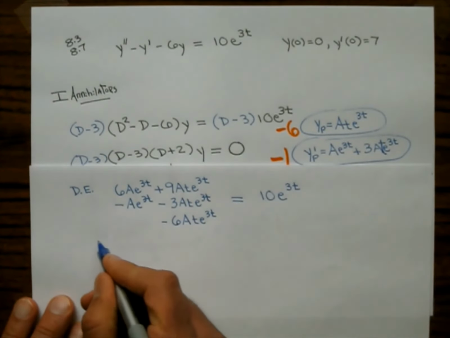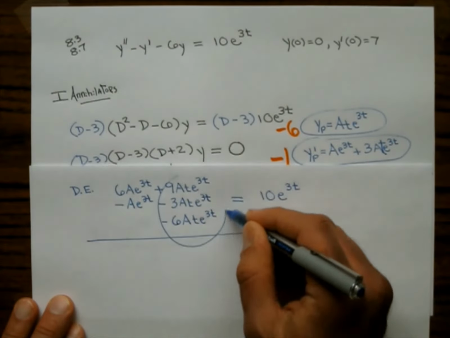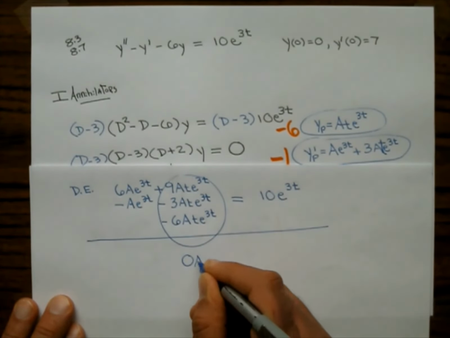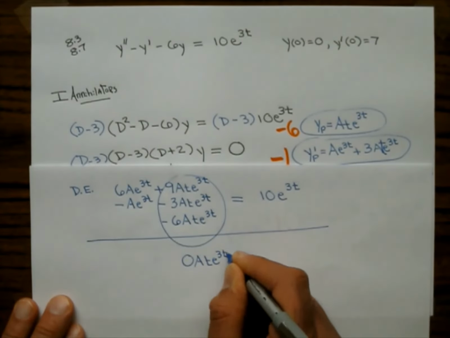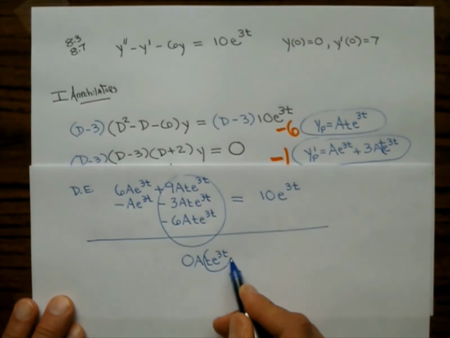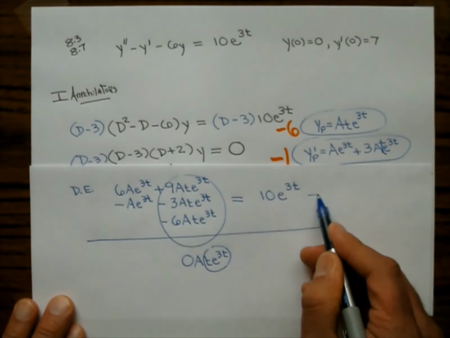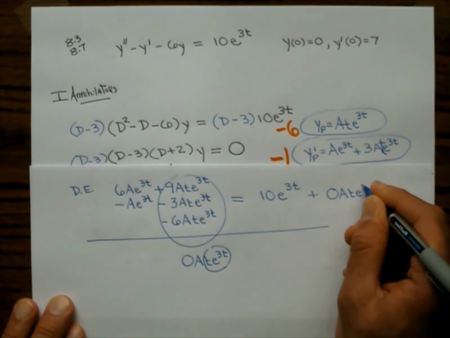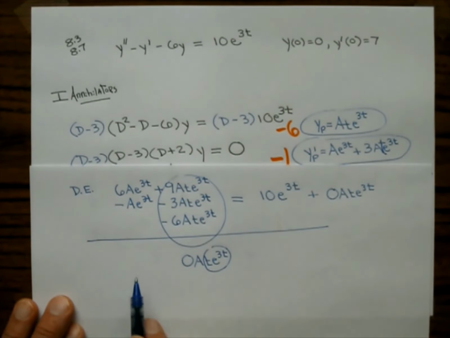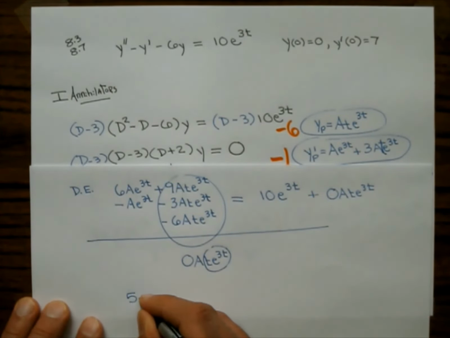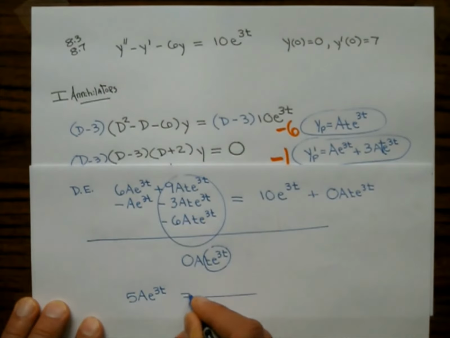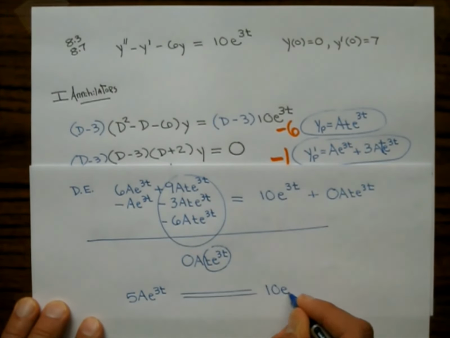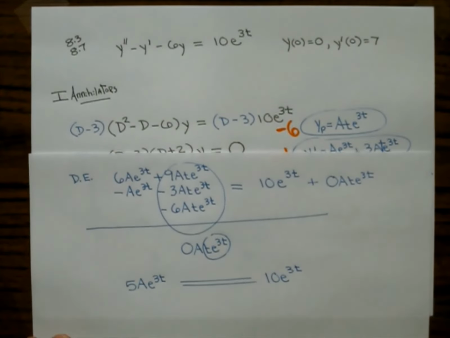So look what happens here. These guys add up to 0. Good thing. 0at e to the 3t. Those terms that have t e to the 3t that are on the right-hand side of the equation, it looks like there are 0 of them. So that's good that that happened. But meanwhile, the other ones add up to what? This adds up to 5 of these creatures, 5a e to the 3t. And what does that equal? That equals 10 e to the 3t. So 5a equals 10.